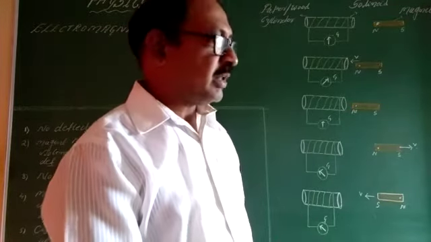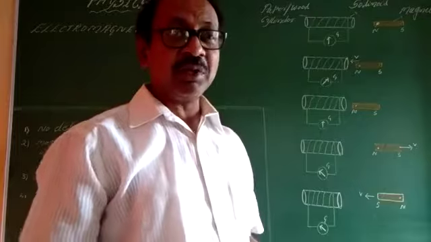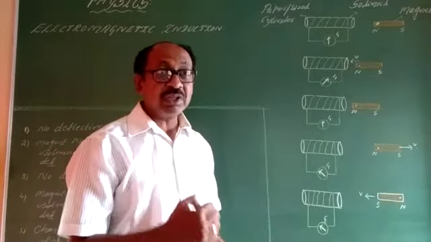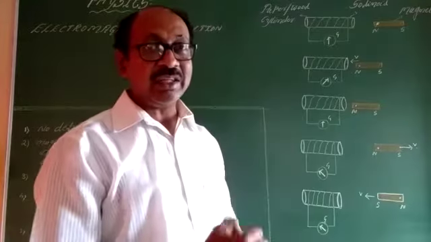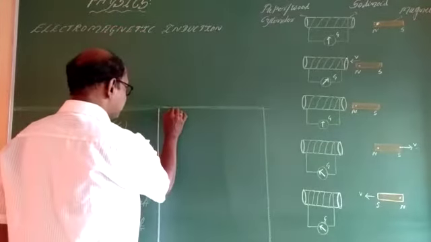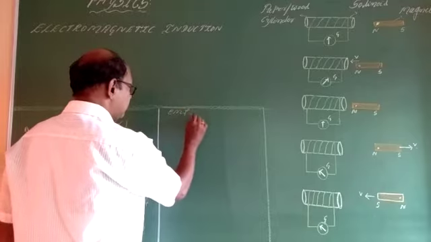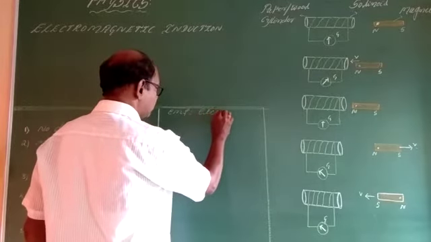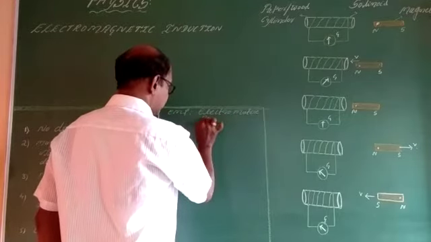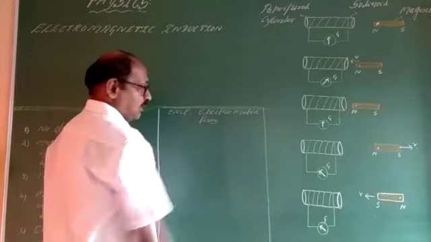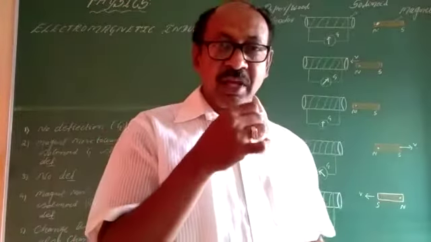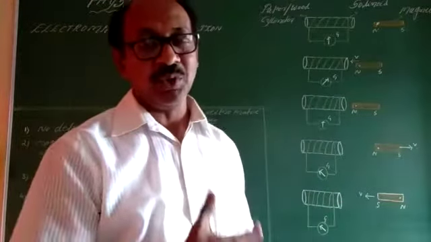So what is the meaning thereby? Why is there a galvanometer that shows a deflection? It shows a deflection because there is an EMF. The EMF is nothing but electromotive force. So in that particular coil, an electromotive force is produced.